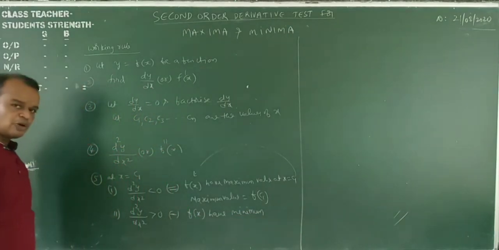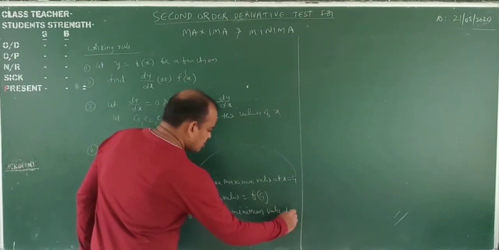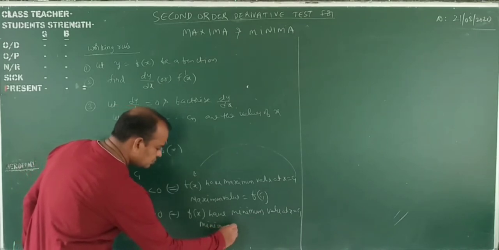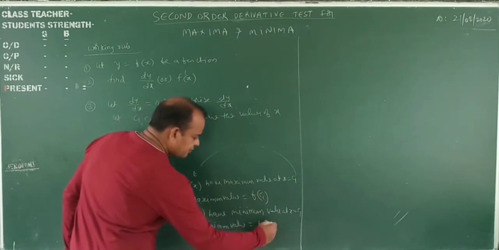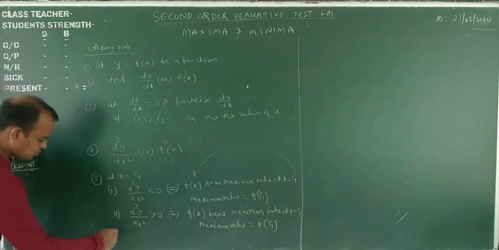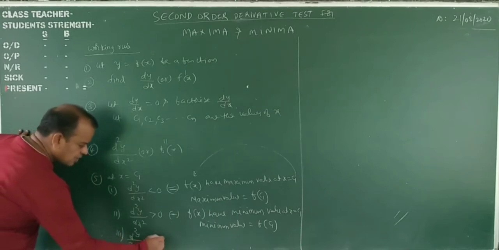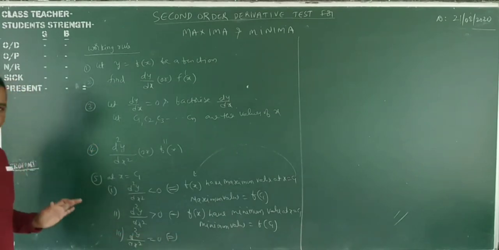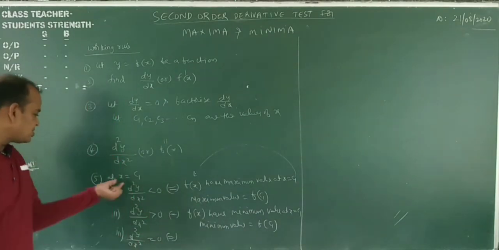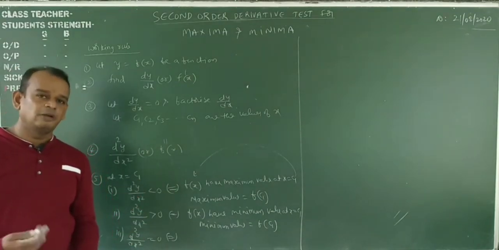Second order derivative positive means f of x has a minimum value at x is equal to c1. Therefore, minimum value is equal to f of c1. Suppose the second order derivative is equal to 0. What happened? The function has neither maxima nor minima. This point c1 is called the point of inflection. Okay.